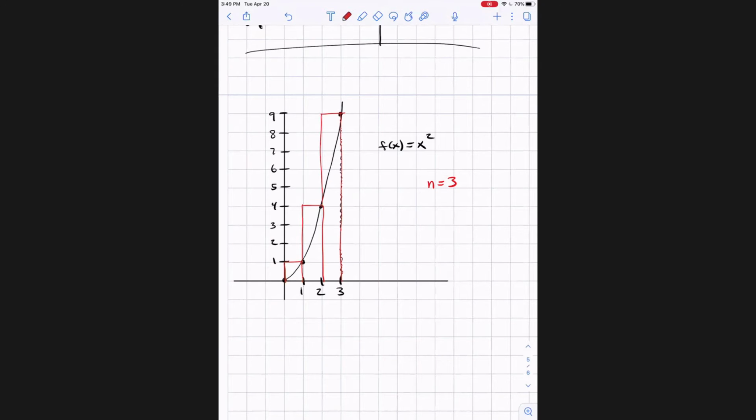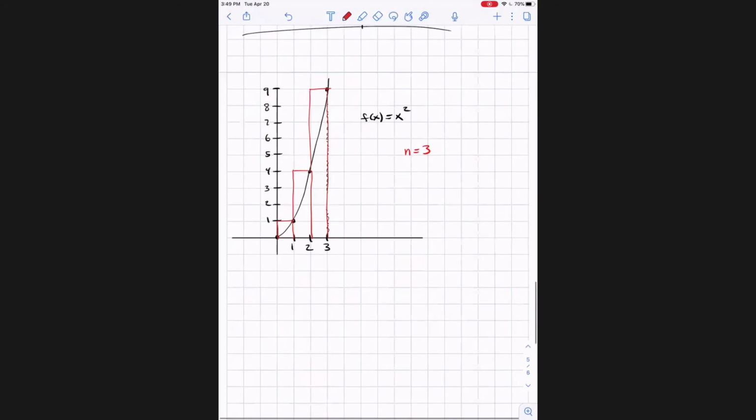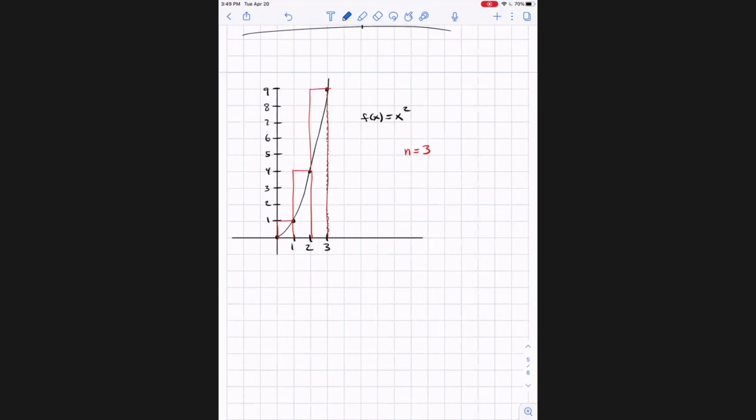And now to approximate and get the upper sum, in this case the upper sum would be R3. R3 is the upper sum in this case, because when I take the point from the right side, I'm getting an approximation that's on the high side. So this is an upper sum.